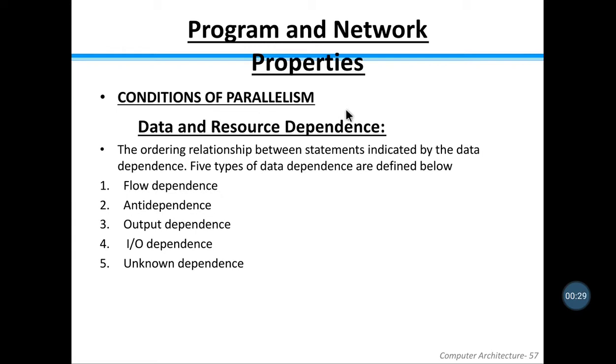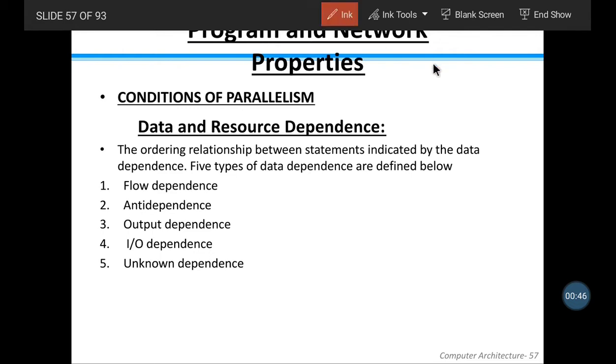Here we will learn what are the conditions needed for parallelism, how to achieve parallelism, theoretically as well as practically. So first we will take up data and resource dependence. Data and resource dependence is identified with the help of a data dependence graph. We will draw a graph where each node represents program statements, and we will identify parallelism by comparing the statements.